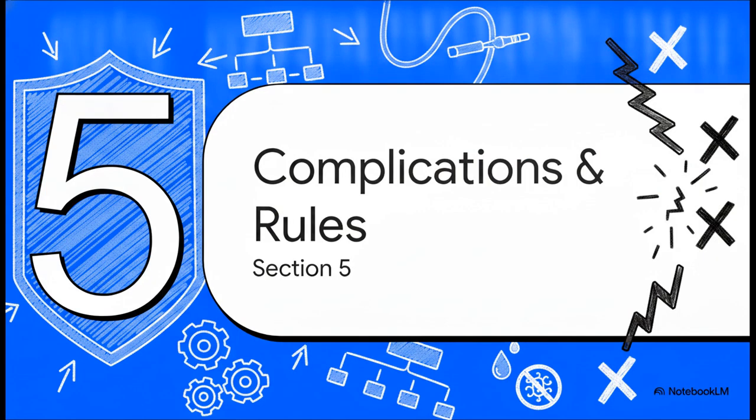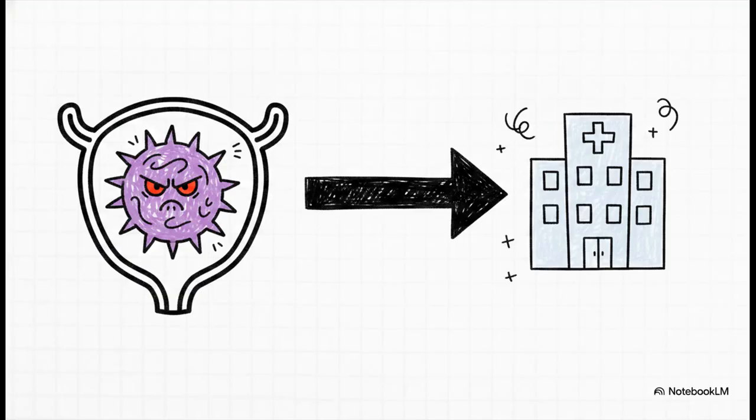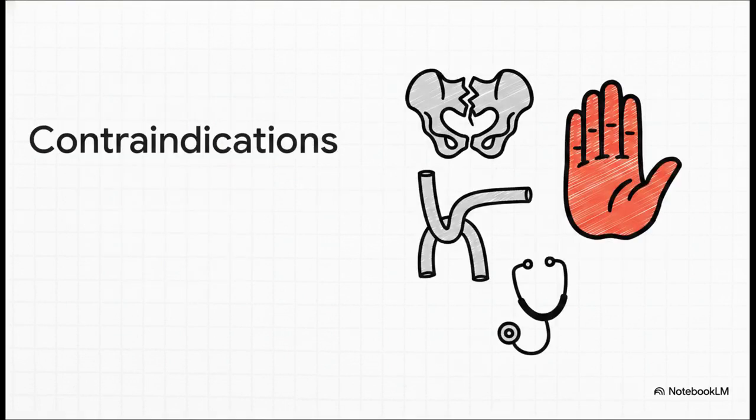Finally, let's wrap up with section 5, complications and the golden rules. Listen, if you take nothing else away from this explainer, remember this fact. The humble urinary tract infection, the UTI, is literally the single most common hospital-acquired infection overall, and it is directly linked to this exact procedure. That's exactly why your technique has to be absolutely flawless. Alongside UTIs, we're always on the lookout for urethral trauma, bladder spasms, and hematuria, which is just blood in the urine.